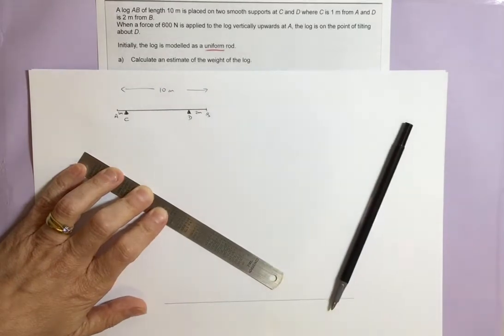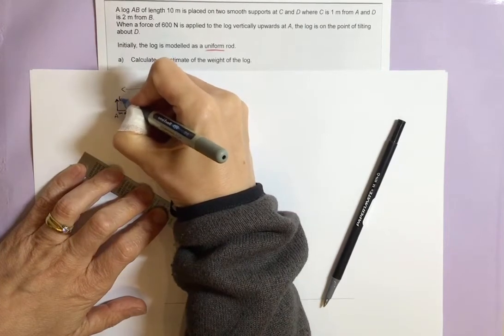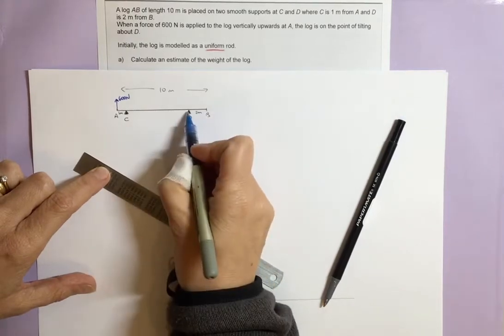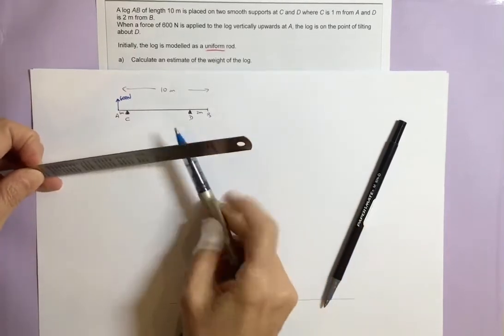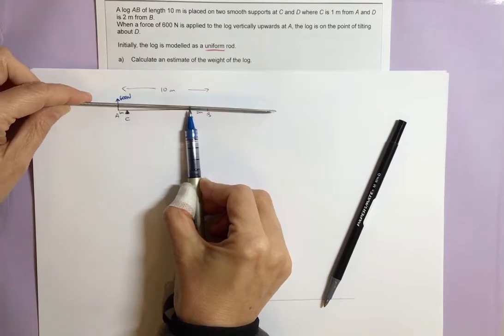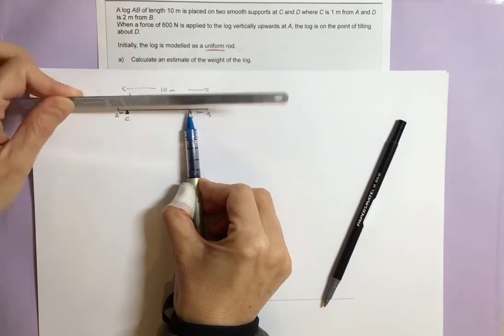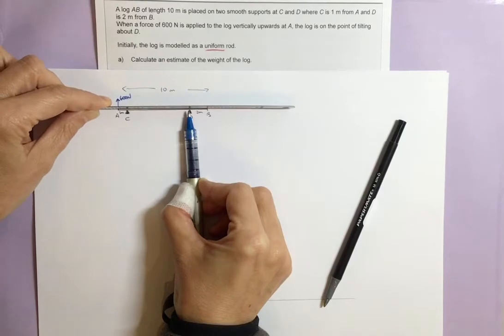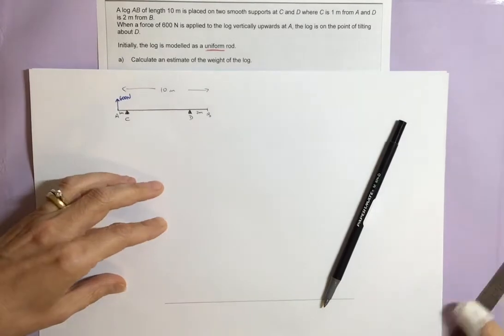And it says when a force of 600 newtons is applied vertically upwards at A, so 600 newtons acting upwards at this point, the log is on the point of tilting about D. So when that happens, the log's about to tilt. We looked at this in yesterday's lesson. So that's going to mean at that point, as it's just about to come off, the reaction at C will have gone to 0. And then after that, if it carries on, it's going to carry on tilting. But as it's just on the point of tilting, it's still in equilibrium in this situation. So the moments total is going to be 0.